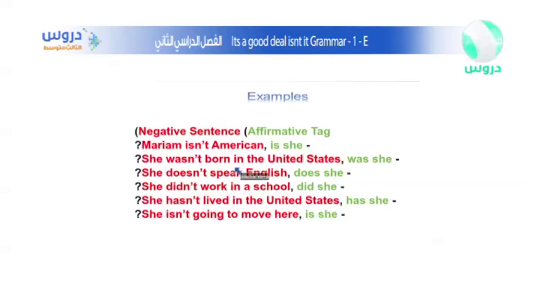She wasn't born in the United States, was she? Same thing here. I know that she wasn't born there, but I just want to make sure. She doesn't speak English, does she? She didn't work in a school, did she? She hasn't lived in the United States, has she? She isn't going to move here, is she?